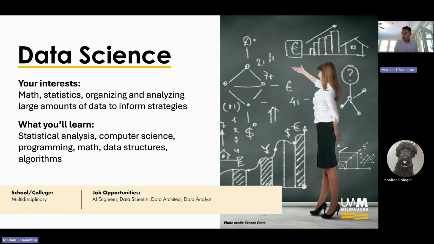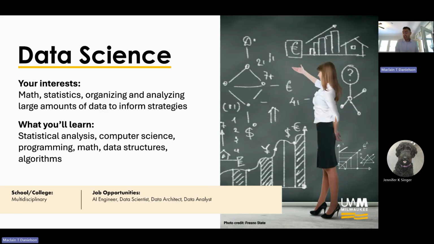And so there's a heavy emphasis on an interest in math and statistics, organization, analyzing large amounts of data. Students would learn about computer science and they would learn about programming, but again, also use of data structures and algorithms. Job opportunities to highlight with this program would be AI engineering, a data scientist, a data architect, or a data analyst.